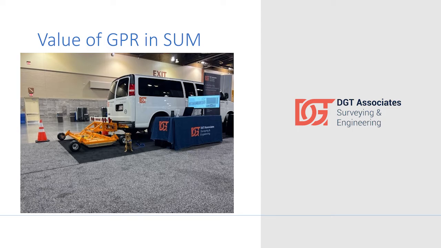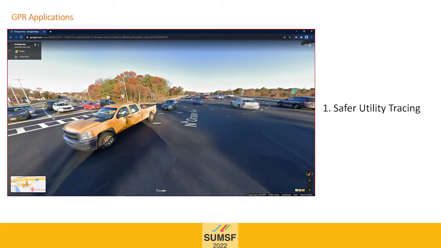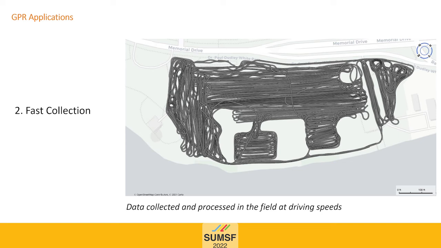So what is the value of including GPR in our subsurface utility maps? Well, the first thing is safety. This is a screenshot from Google Earth, from Street View. This is on Long Island, a job we had recently. And you can tell you really wouldn't want to be in the middle of this intersection. It's extremely busy. You'd either have to do it in the middle of the night, you'd have to get expensive lane closures, police details, that sort of thing, or you could collect it with a mobile mapping GPR system, which is what we did. We can get fast collection.